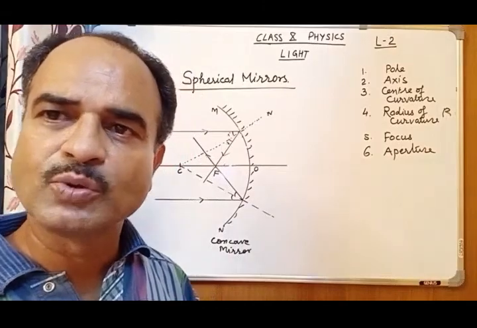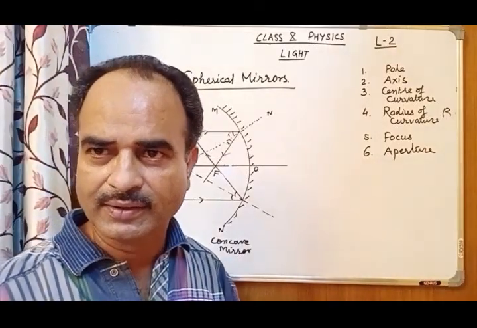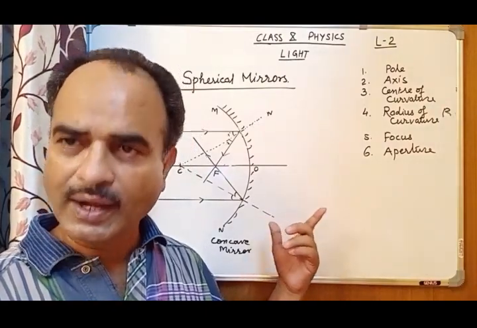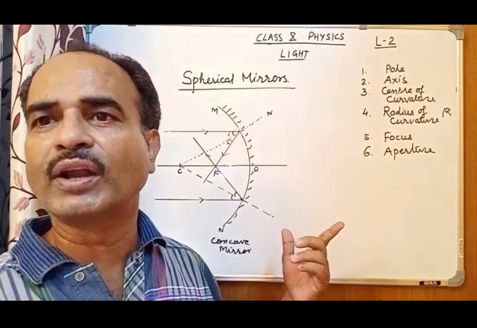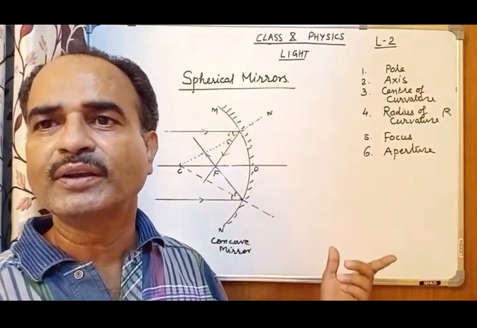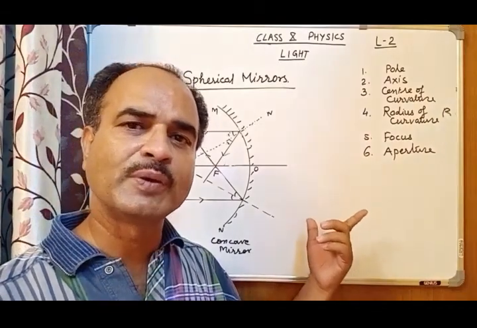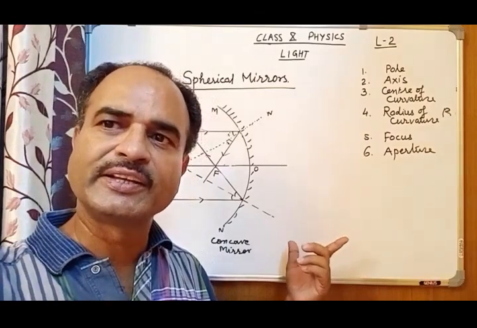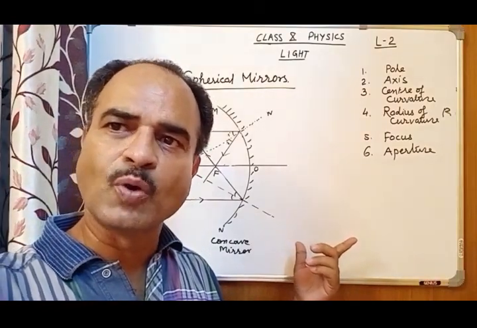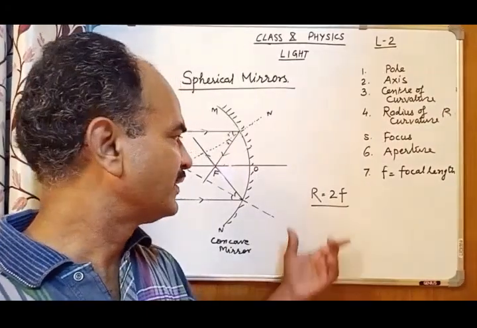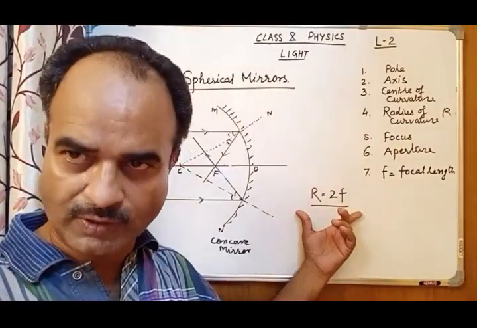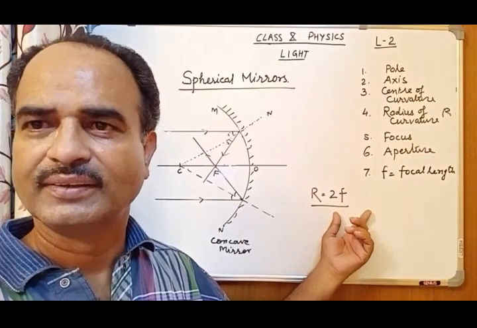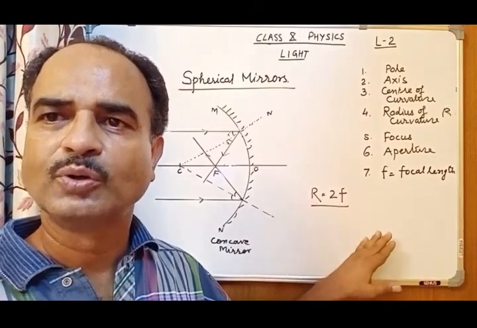This point F is known as the principal focus of the mirror, and the distance between the pole and the principal focus is known as the focal length of the mirror. It is represented by a small letter f. We'll find that R, the radius of curvature, is just double the focal length. R is always equal to 2f.